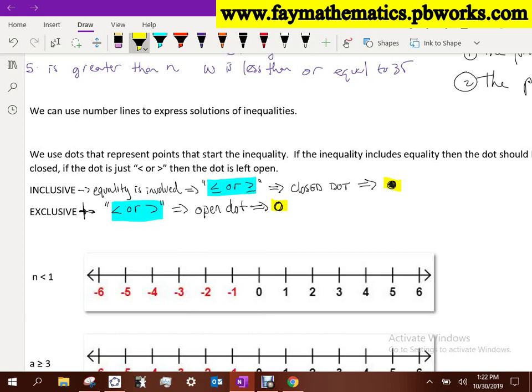I want to graph n is less than 1. What you do is you go to 1 on your number line, and you put an open dot. Now you've got some choices here, and it's all dependent on how you want to do it. I like to draw above my number line. I don't like to mess my number line up, but if you want to draw on it, you can. It doesn't matter.